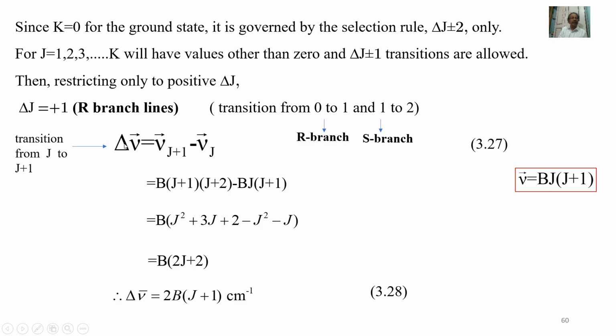And the change in wave number, which is the transition from J to J plus 1, is given as nu J plus 1, which is the higher state, minus nu J, which is the lower state. You substitute J plus 1 instead of J. So we have B times (J plus 1)(J plus 2) minus BJ times (J plus 1). So the first term becomes, taking B common out, J squared plus 3J plus 2, keeping the minus sign inside, so we have minus J squared minus J. J squared and J squared will get cancelled. 3J minus J will give you 2J. So B times (2J plus 2), taking 2 out, we'll have 2B times (J plus 1) per centimeter.